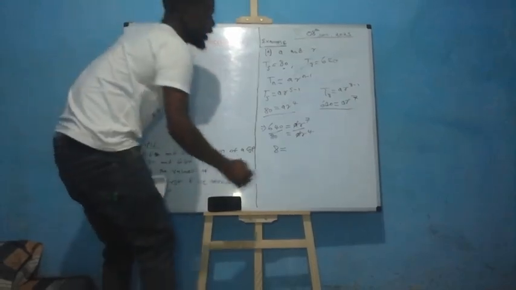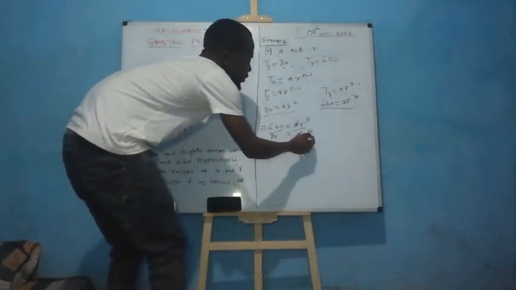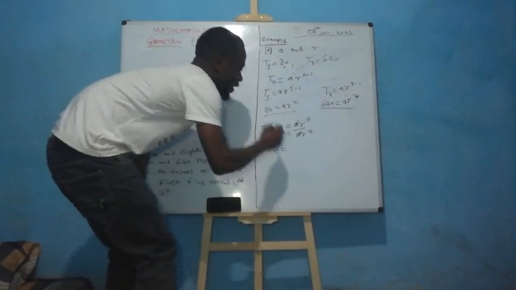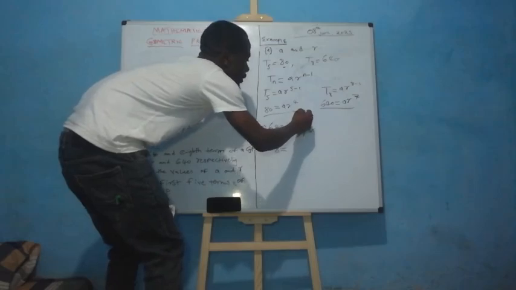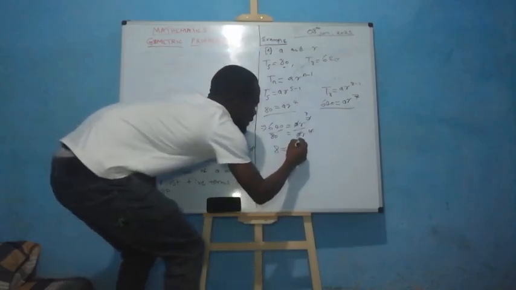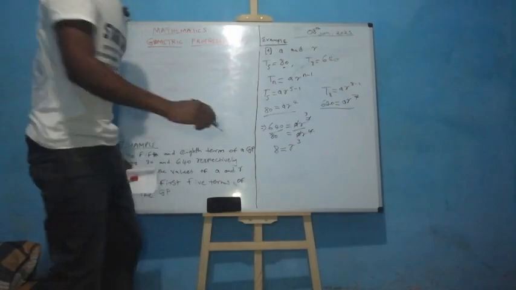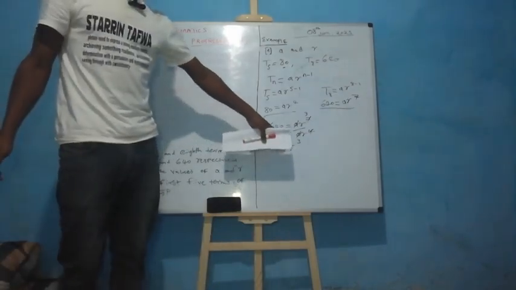From there we have R^7 divided by R^4. What is going to be our answer? Our 4 there will go. 7 minus 4, we have 3. So we have R cubed. 8 equals R cubed.